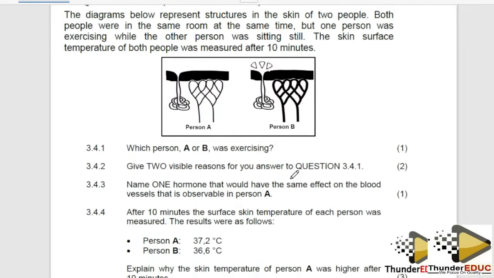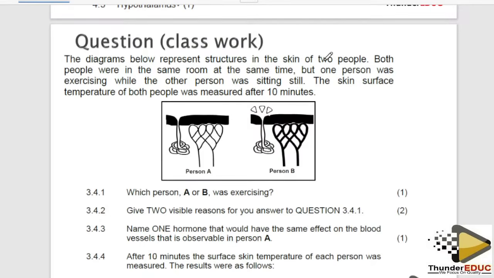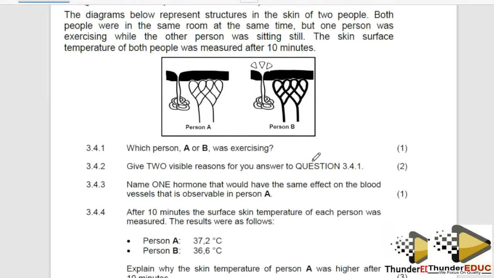What about this question? They're saying the diagram below represents the structure of the skin. They are saying that if this is the structure of the skin of two people, both people were in the same room at the same time, but one person was exercising while another one was not exercising, meaning that he was sitting still. The skin surface temperature of both people was measured after 10 minutes. Okay. Which person, A or B, was exercising?